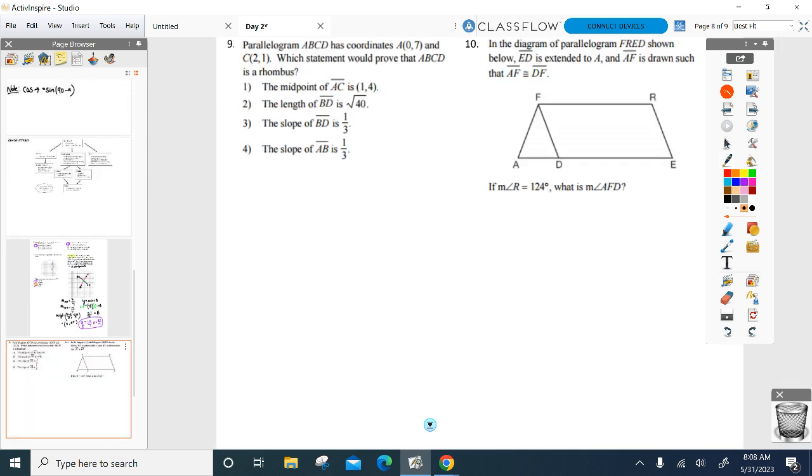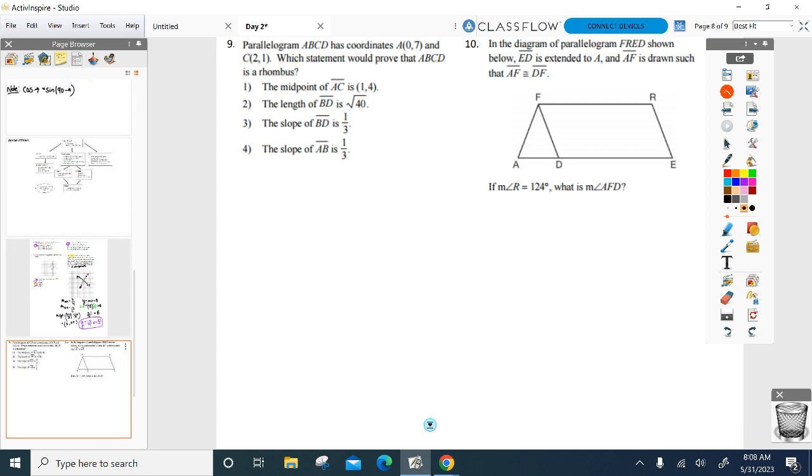Number 9, parallelogram ABCD has A and C as the coordinates. Which statement would prove ABCD is a rhombus? All right, I've got to figure out what AC is, though. Is it a side? Is it a diagonal? Can somebody help me out? Remember, in the back of your packet, when you have your exam on game day, you'll have a formula sheet and you'll have scrap graph paper. So use it if you need it.